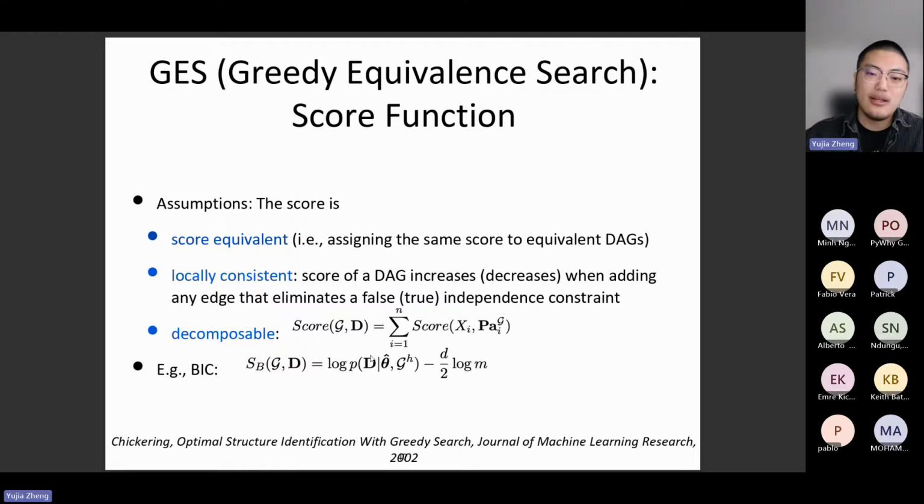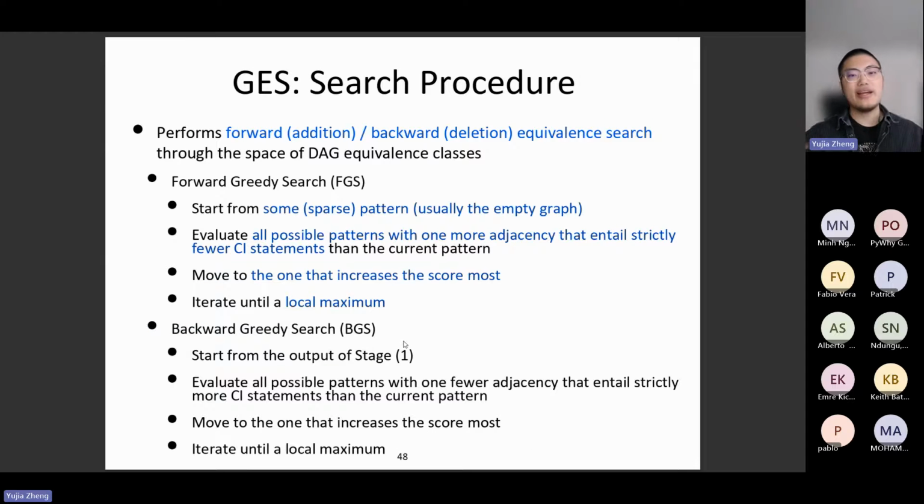So we have the likelihood part, and also we have the complexity penalty part. M here is just the number of parameters in the model. The GES search procedure is kind of straightforward. Basically, it covers two stages. The first stage is the forward greedy search. We usually start from an empty graph, and then in each iteration, we add the one edge that increases the score the most. We do the iteration again and again until we reach a local maximum. After that, we go to our second stage, which is called backward greedy search. We start from the output of the forward search.